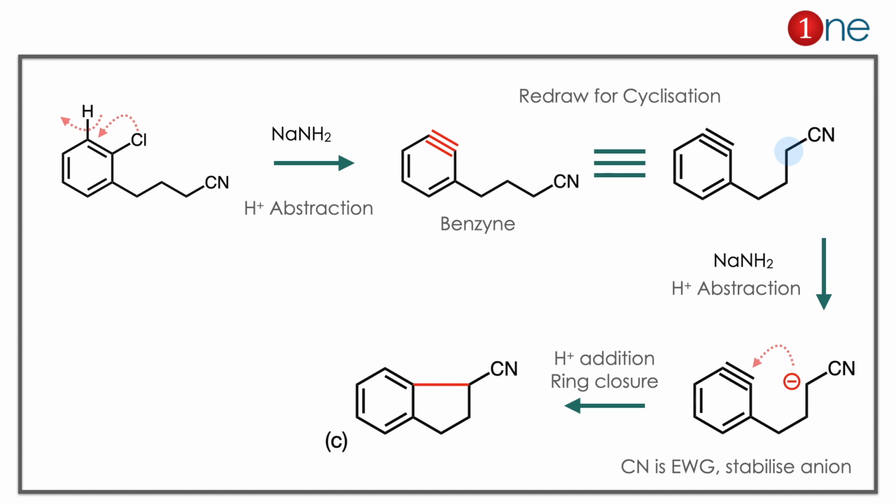Next step you are using sodamide. Sodamide abstracts the proton at the alpha hydrogen next to the cyanide. Cyanide is an electron withdrawing group, which stabilizes the anion. So the anion is formed, which attacks the benzyne. You have ring closure and H plus quenching there. So you have answer C, with benzene and a 5-membered ring containing cyanide.